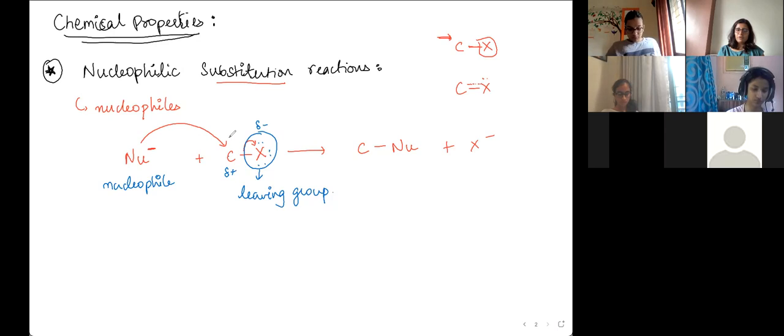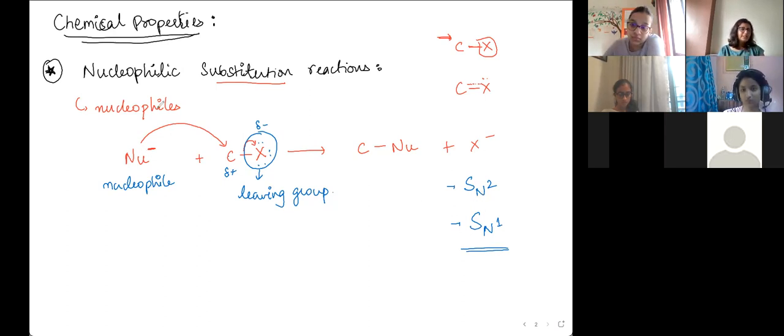Depending on what alkyl group is attached, you have two mechanisms: the SN2 mechanism and the SN1 mechanism. We will read about these in detail. But before we get to these mechanisms, let's talk a little more about nucleophiles. Be able to identify nucleophiles.